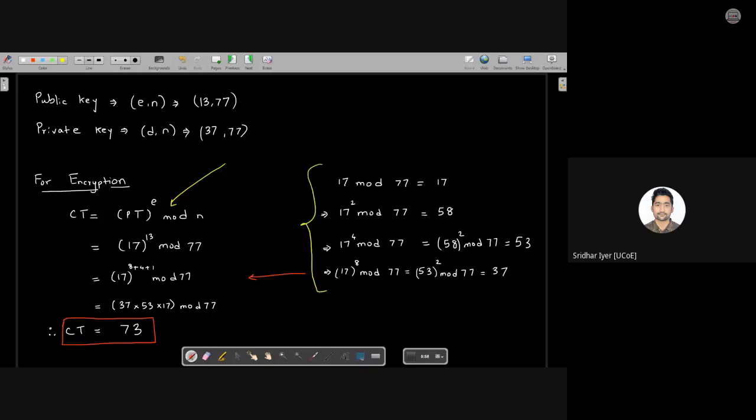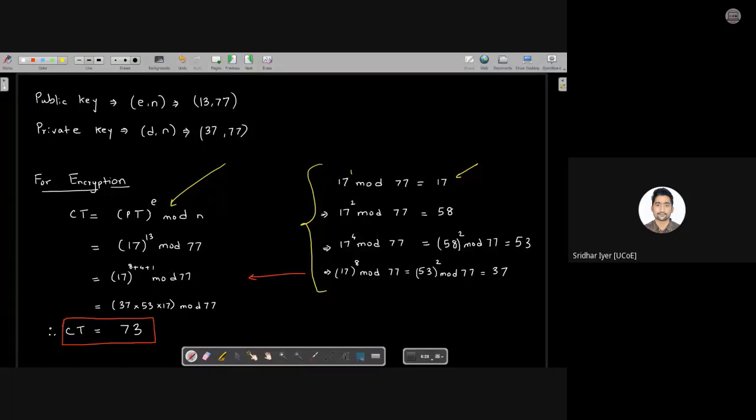First, we start with 17 raised to 1 mod 77. It comes out to be 17. Next, whatever answer we got in this step, that is 17, we simply take a square of it and mod it by 77. So 17 square mod 77 is very easy to calculate. It becomes 58. You can do the calculation. I suppose now you know how to take a mod, right?